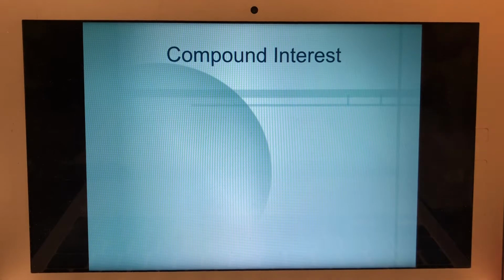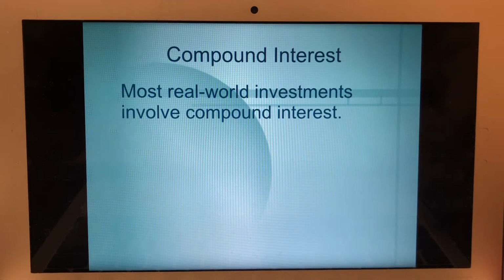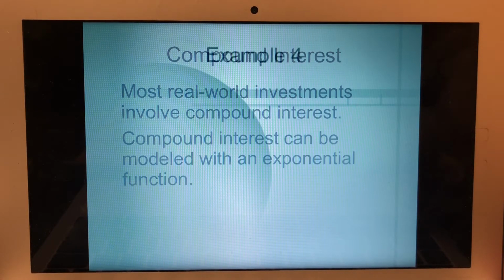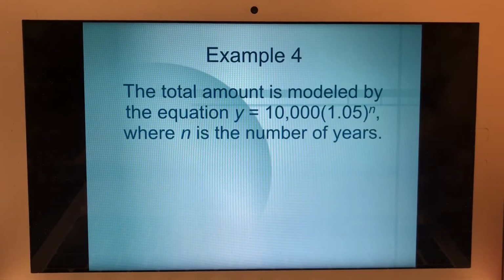So, most real-world investments involve compound interest. Compound interest can be modeled with an exponential function. Okay, let's take a look at an example here.